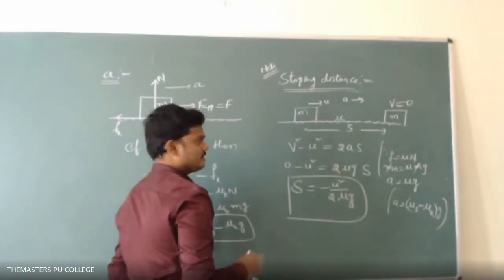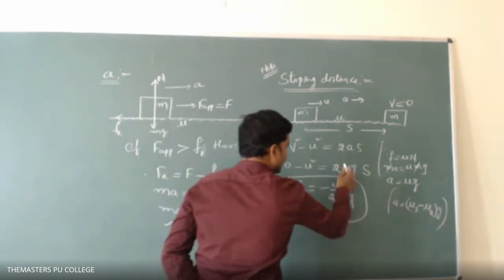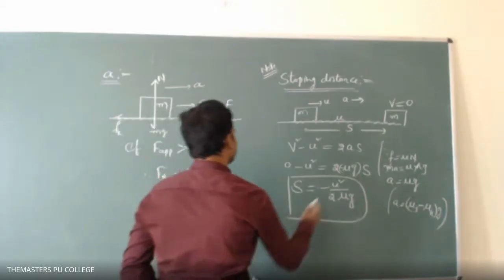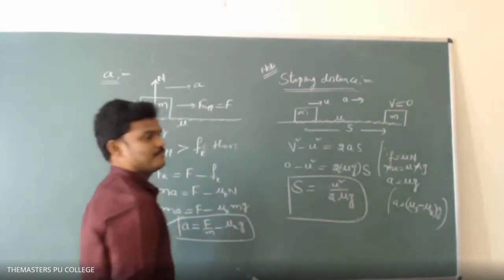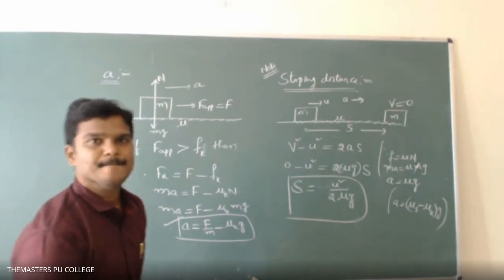Are you feeling A as retardation? Then you can write A as what? Is it okay? Then shall I cancel minus on both sides? Then what is the answer now? U square by 2 mu g, is it correct or not? Correct. Then go for it.